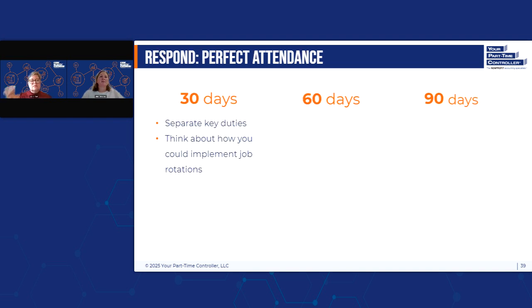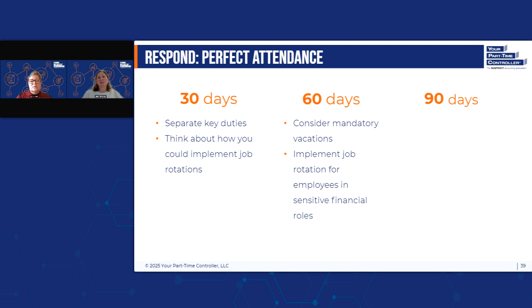So here are the quick wins. Separate key duties. It's like a broken record. You want to make sure that no one has too much access, and you don't want anyone to be able to cover their tracks. You might want to consider implementing mandatory vacation or job rotation policies for employees in sensitive financial roles. But we do get this can certainly be challenging for small nonprofits. And then finally, I would make sure that your vacation policies are updated and that you have goals for rotating key financial tasks.